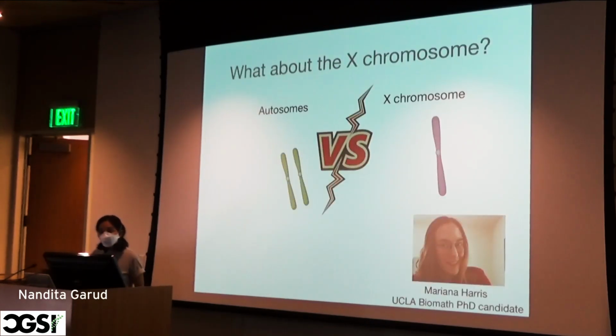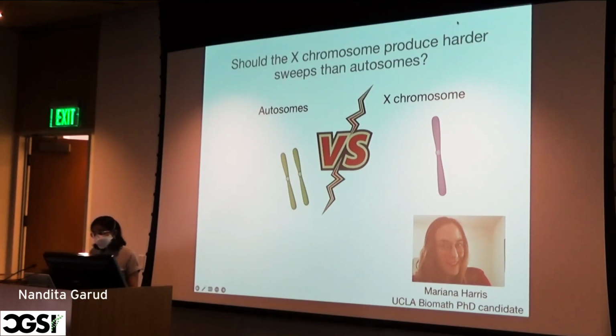But what about the X chromosome? So far, I've been talking about autosomes, and I want to shift attention to a case where actually adaptation might proceed more gradually than we might expect on autosomes. So the X chromosome is very special. It has one copy in males, so it's hemizygous, as opposed to two copies. This is work that I'm sharing with you today that's by a really talented PhD student in the back, Mariana Harris. And I'm going to share with you a couple of papers that she wrote on should the X chromosome produce harder sweeps than autosomes.